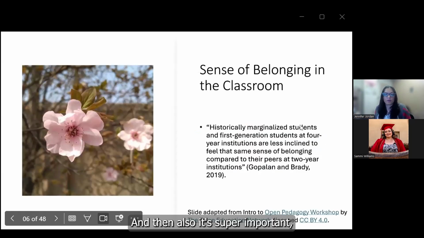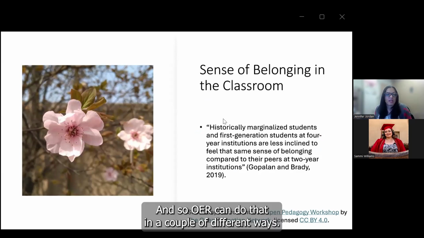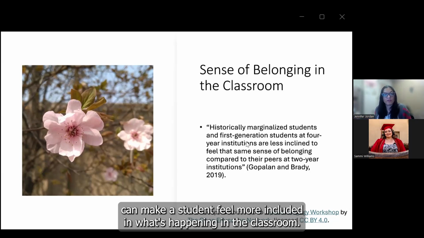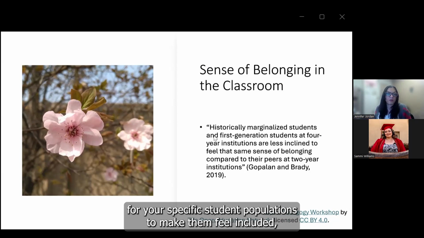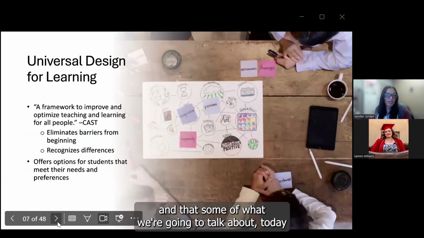And then also it's super important for students is that sense of belonging in the classroom. And so OER can do that in a couple of different ways. The fact that it's free and that all students have access can make a student feel more included in what's happening in the classroom. But then also there's ways that you can adapt OER for your specific student populations to make them feel included. And that's some of what we're going to talk about today.